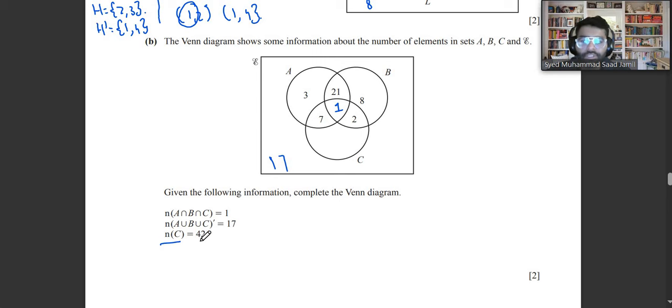And N of C is 42. So look how many numbers are already there in C. There are already 10 numbers in C, right? 7 plus 1 plus 2, that's 10. So we will do 42 minus 10. We will get 32. So this is 32.